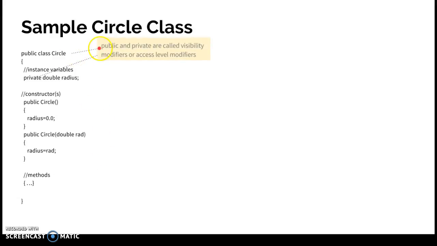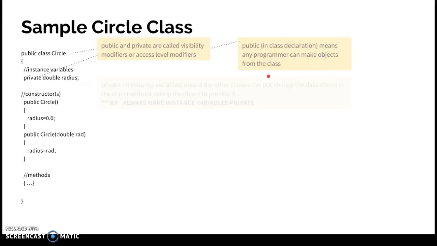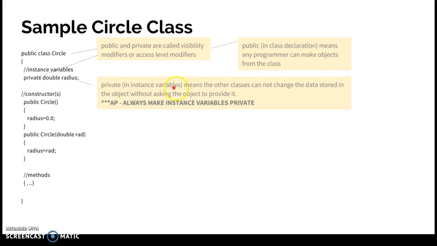So public and private, these words are called visibility modifiers or access level modifiers, meaning who can see them, who can use them. Public in the class, I said already, means any program can make objects from the class. Private in the instance variables means the other class does not change the data stored in the object without asking. All right, here's something, AP. In AP, always make instance variables private, okay?